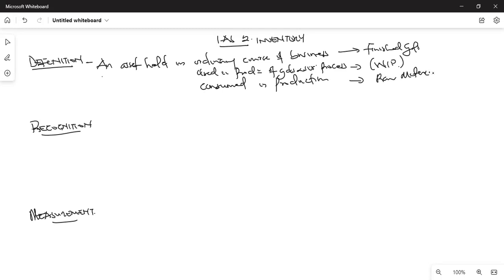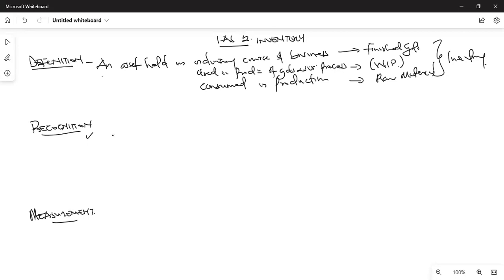All right, so all these are categorized as inventory. If you sell them, you hold them in the ordinary course of activity, it's inventory. If you use it in the production process, work in progress is also inventory. If you consume it in the production process, it is also inventory, i.e. raw material. Okay. All right.